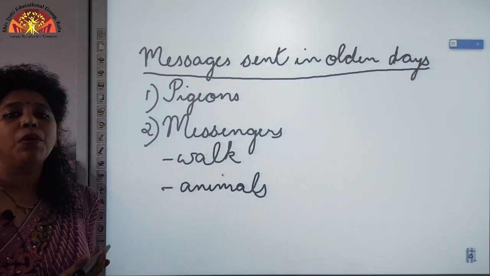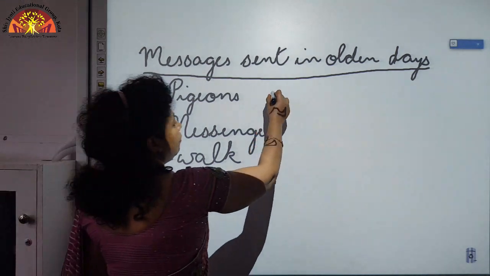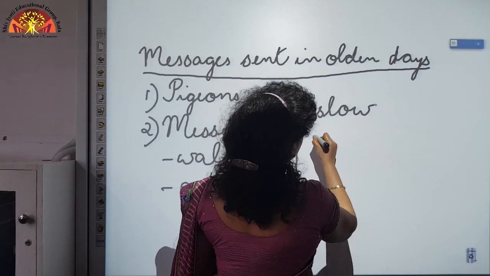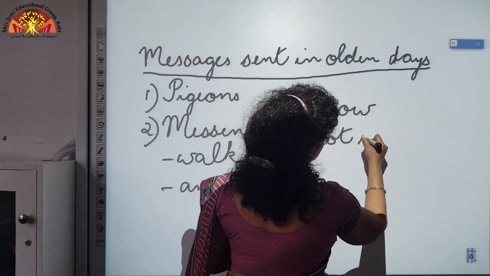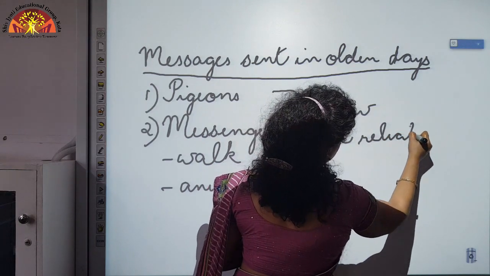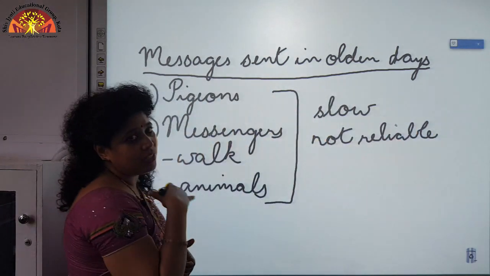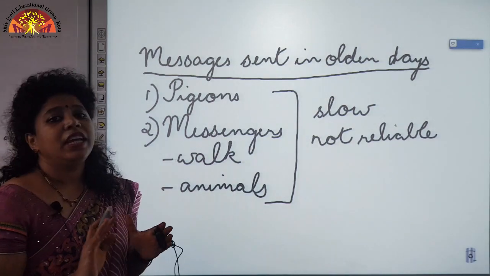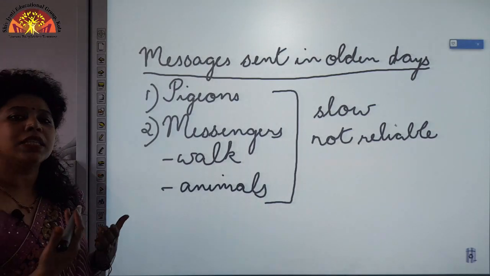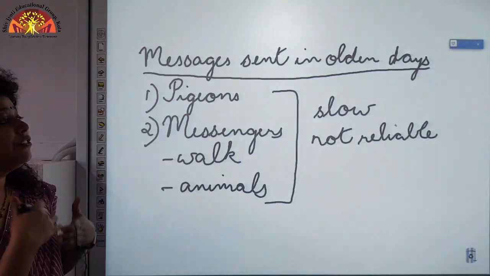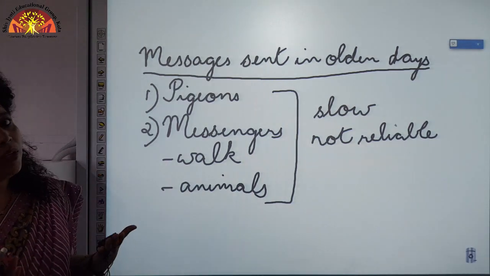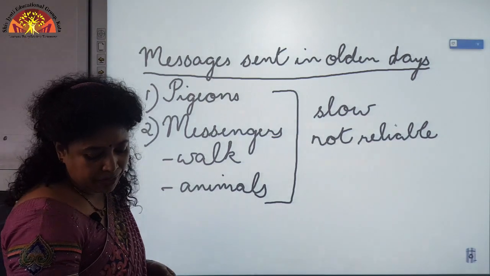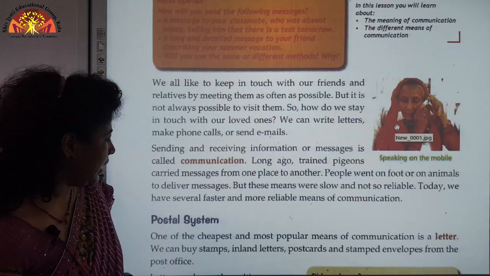But what was the problem with these methods? They were very slow and not reliable. That is, they could not be trusted completely. There were a lot of drawbacks in the olden methods. But thankfully for us, because of today's advancement in technology, we have fast and more reliable methods to communicate with each other.